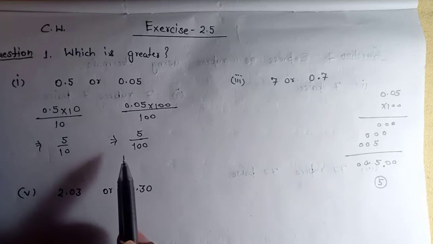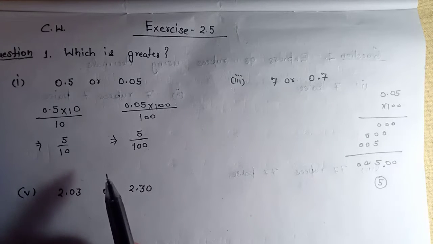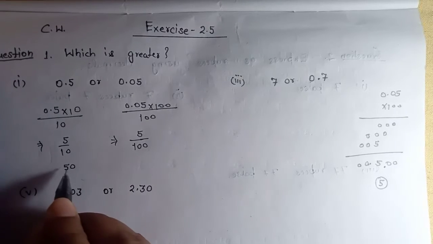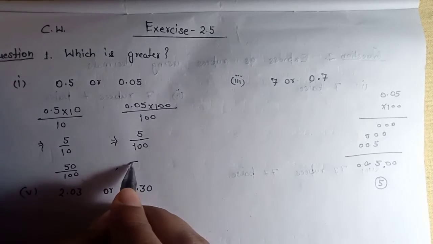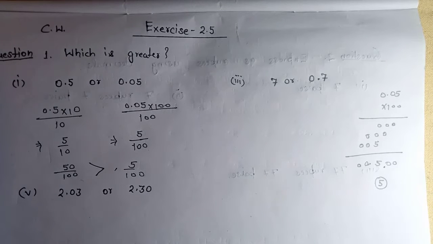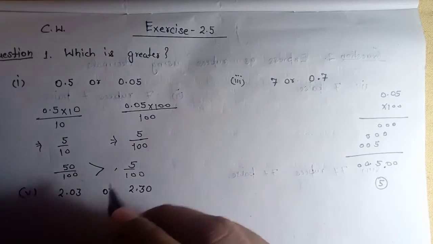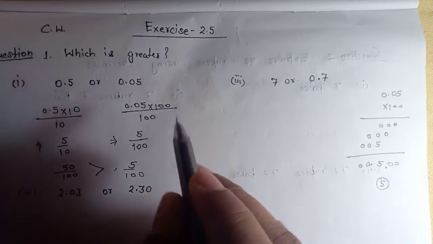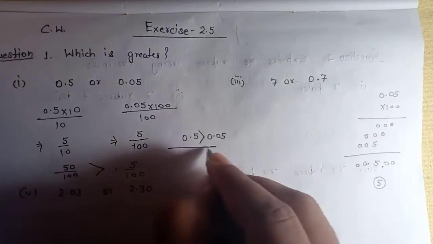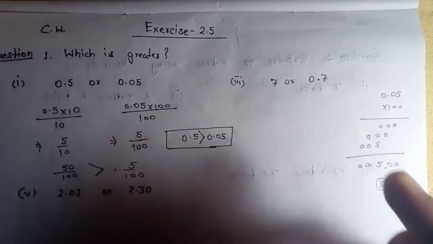Or you can do one more thing, check the fractions to see which one is greater and which one is smaller. Then you will get that this is 50 upon 100 and this is 5 upon 100, and definitely this one is greater than 5 upon 100. So you can write your answer here: 0.5 is greater than 0.05. This is your conclusion.